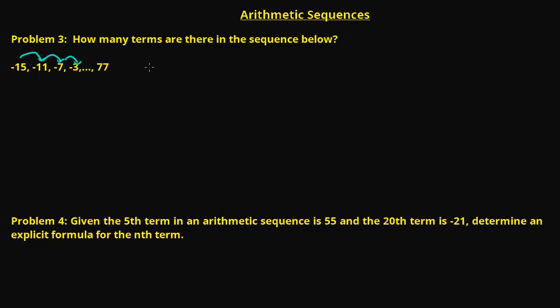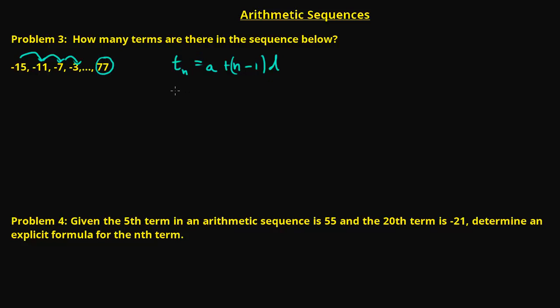In the previous video, we came up with a formula for calculating the nth term of an arithmetic sequence. t sub n, the nth term, is equal to the first term a plus n minus 1 times d. So the nth term is the first term plus n minus 1 times d. Here we're asked how many terms are in the sequence. We know that the nth term here is 77.